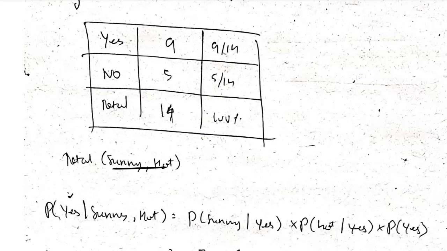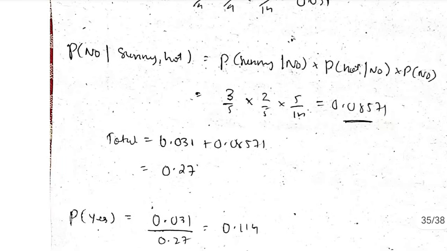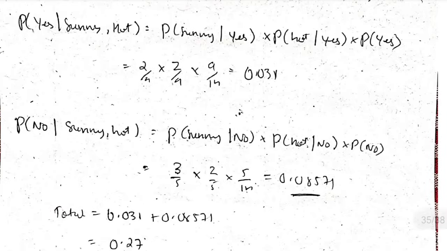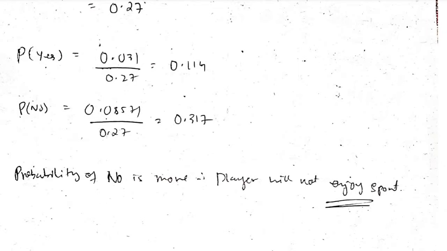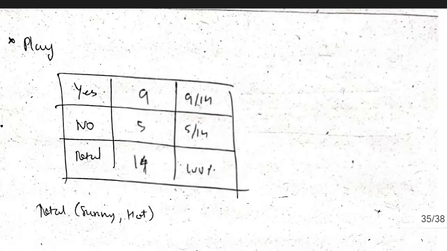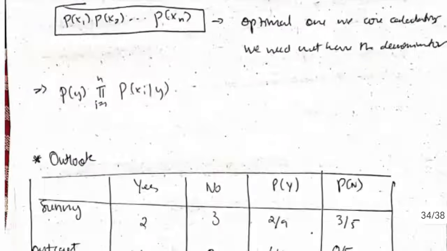Sunny hot, yes will be given by sunny by yes, hot by yes, and into P of yes. All these values are given here. You can go through it. That same thing we can write here, and we can find out the answer for no as well. Which is more, that's the final answer. So in this case, the probability of no is more. So the answer is that the player will not enjoy the sport given sunny and hot. Okay, so this is how the Bayes optimal classifier works.